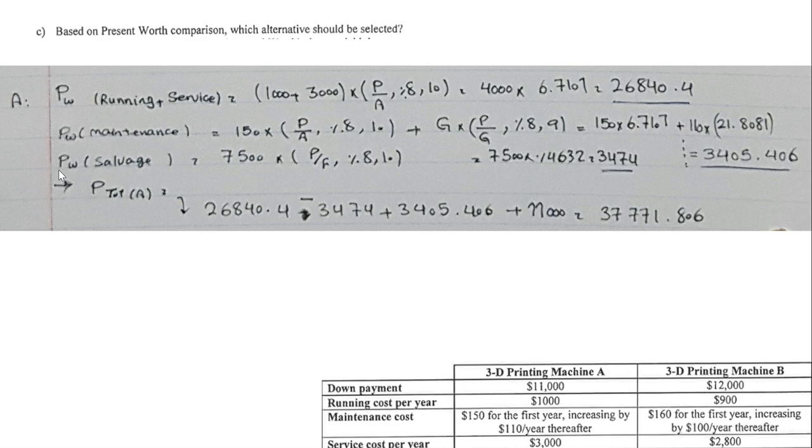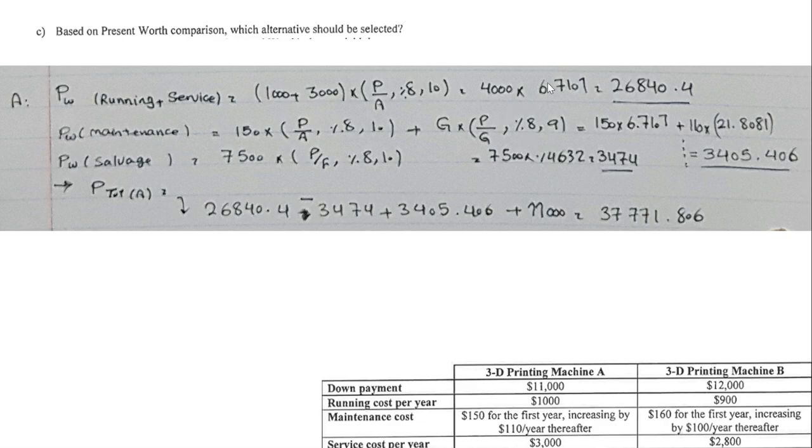Now is the time to calculate the present worth of the salvage. As you know, it's mentioned that the value would be 7,500. As salvage is something in the future, and we are calculating the present worth, we have to change the future to present. So we will find present over future. As you can see, the future can be omitted, and the last value would be present. It is 8% interest, the life is 10 years. According to the compound table, this value is 0.4632 times 7,500. The total value would be 3474.